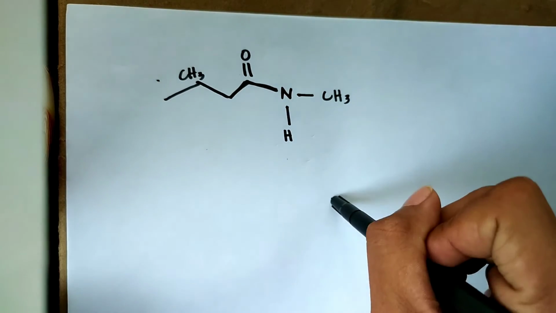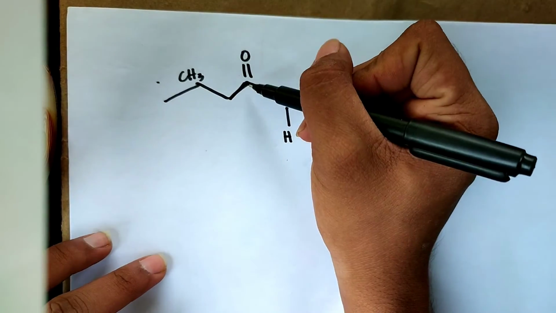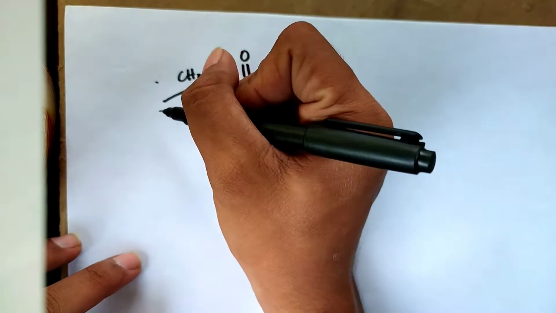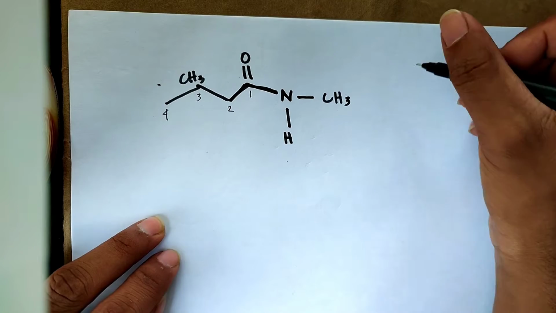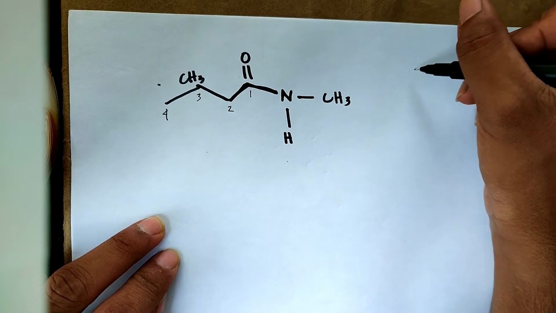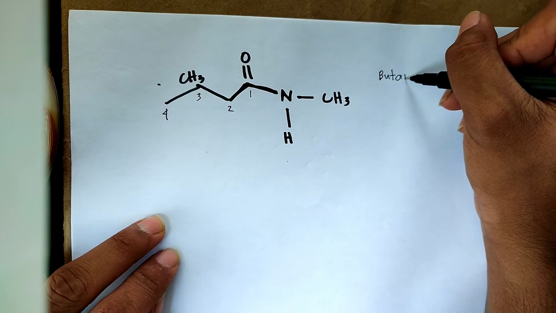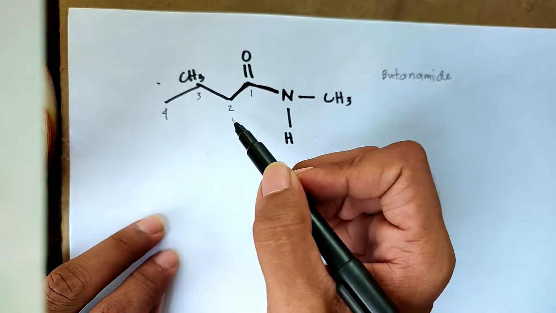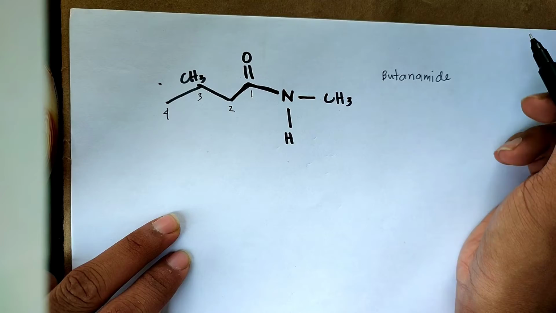So how do we name this? We count the number of carbons, which is 1, 2, 3, and 4. It becomes butanamide, because the four carbons are associated with butane, and we add amide to make butanamide.